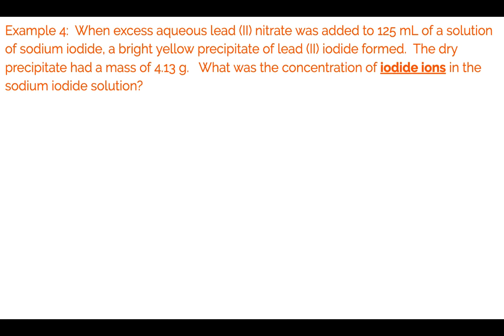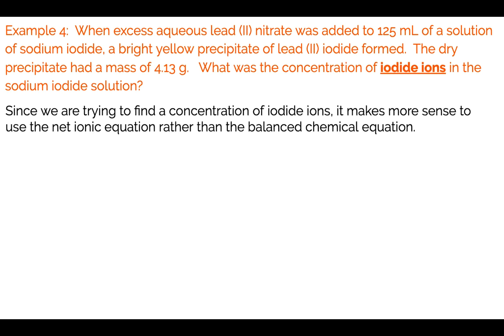Okay, I have that bolded and underlined because that's key. We're looking for the concentration of the ions, not the concentration of the compound. So, since we're trying to find a concentration of iodide ions, it makes more sense to use the net ionic equation in this case. In the last lesson, we learned that the net ionic equation is a representation of what is actually happening in the reaction vessel. So because we're asked for ions, we can use the net ionic equation.